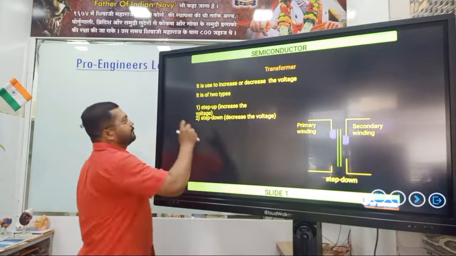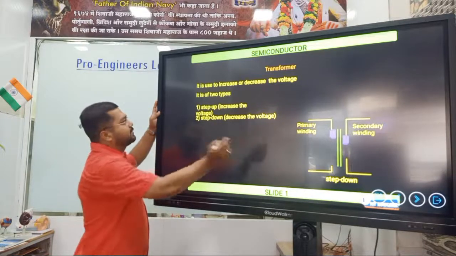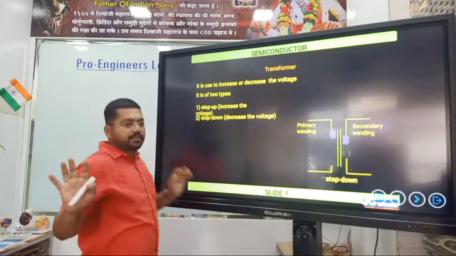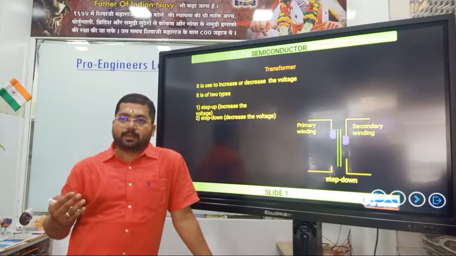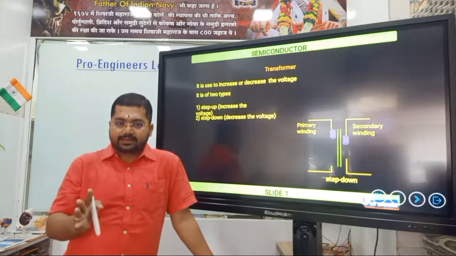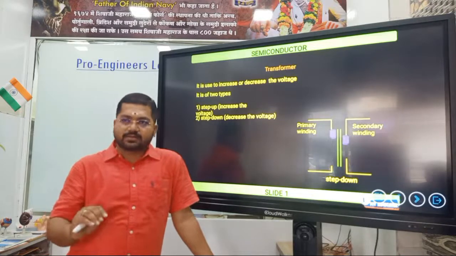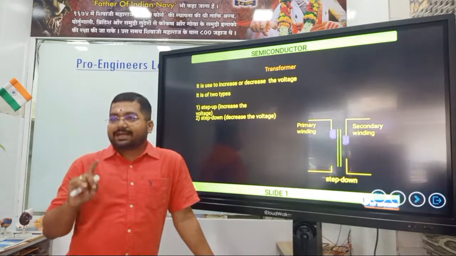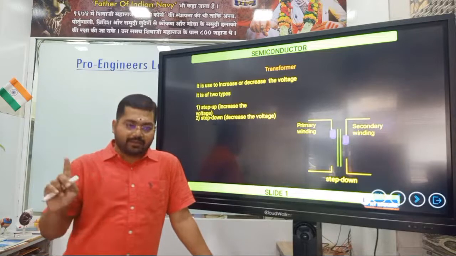So the first component which we have discussed is the diode. The second component is the transformer. For what reason is it used? It is used to increase or decrease the voltage. Pay attention. Before answering anything behind me, first try to listen. When I ask, just give your answers. Now, what is a transformer? It is just used to change the voltage level.